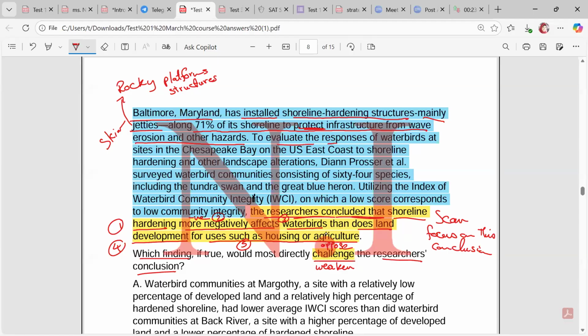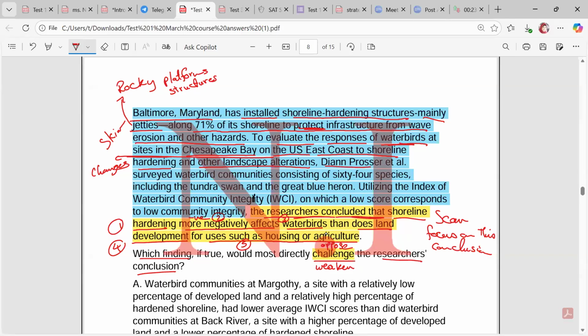Now, to evaluate the responses of water birds at sites in this bay on the US East Coast to shoreline hardening and other landscape alterations, in order to see whether these structures have any effect on the water birds, the birds that live in or near the water, whether they are affected by these structures or other landscape alterations, the changes they make.